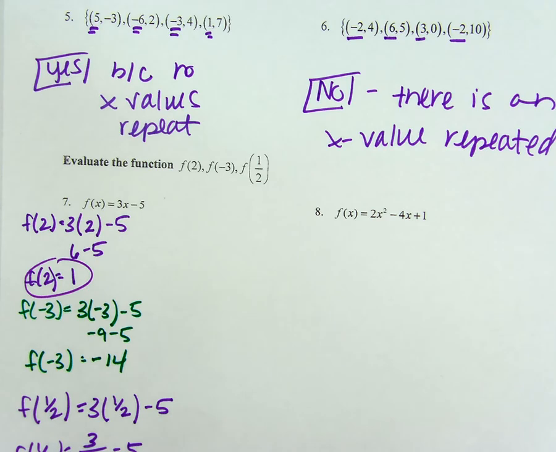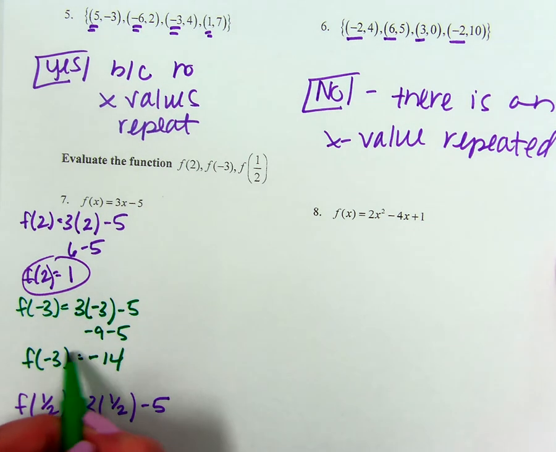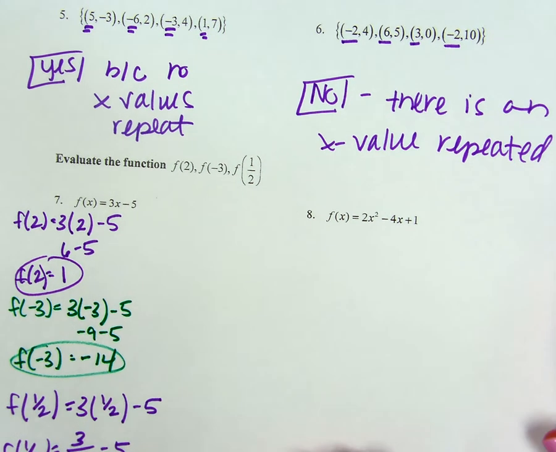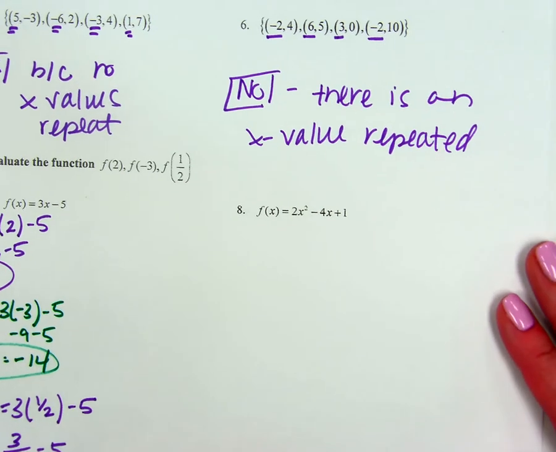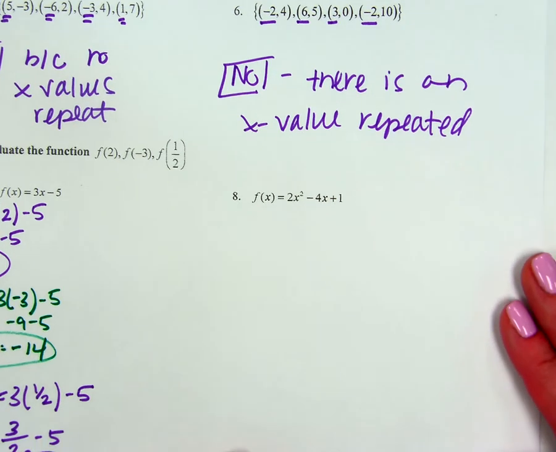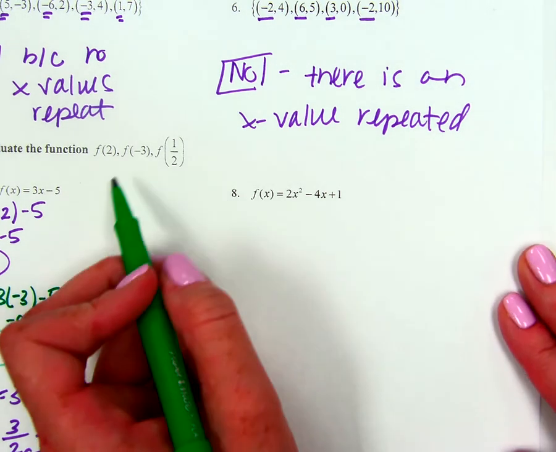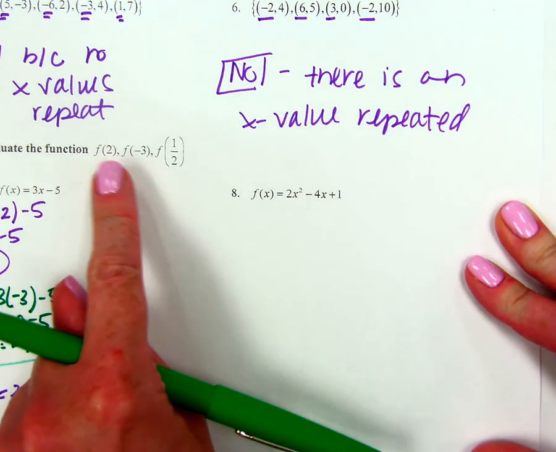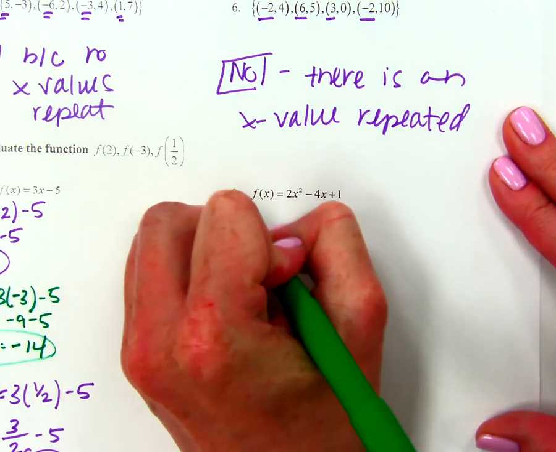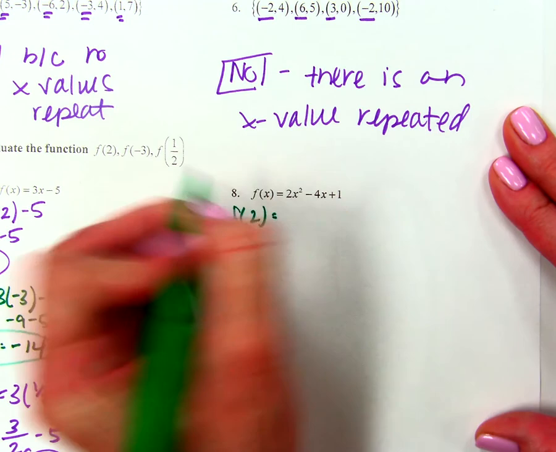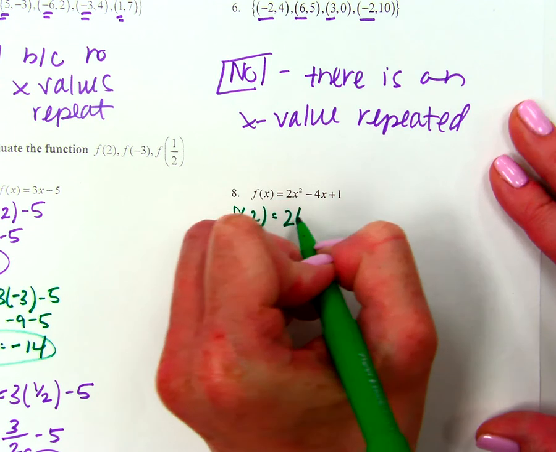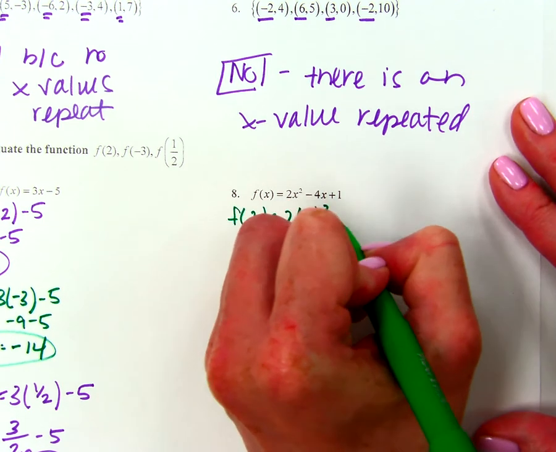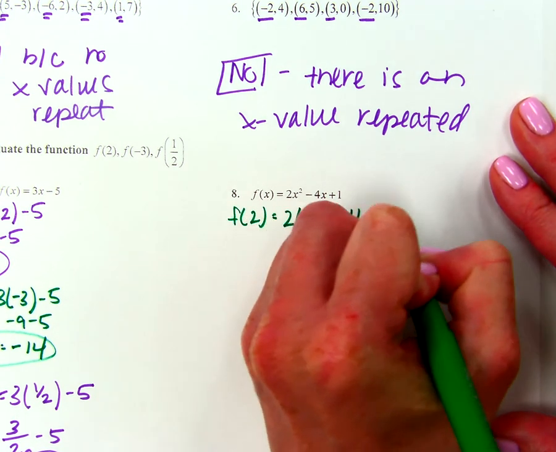So let's do the same thing on number 8. Looks a little bit different because we have a quadratic. So same thing again though, all we're doing is taking our values. So we have 2x squared minus 4x plus 1, so we're going to start with f of 2. So we have f of 2 equals 2 times 2 squared minus 4 times 2 plus 1.